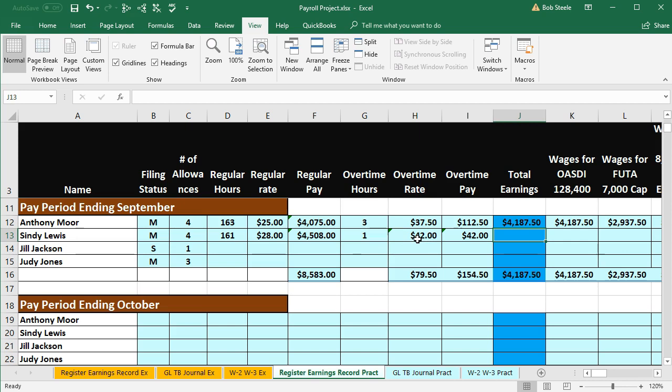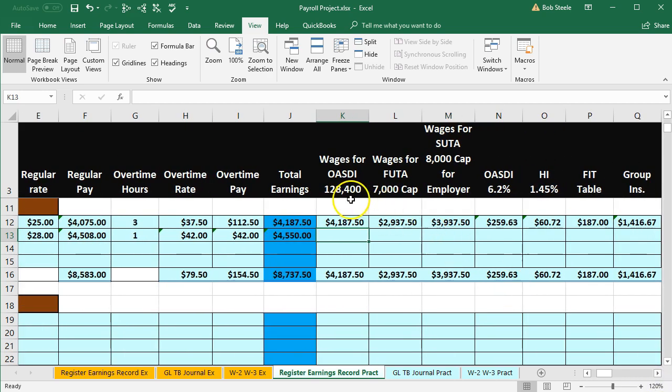Then we're going to add up for total earnings the regular pay and the overtime pay. So in J13 equals the regular pay in F13 plus the overtime pay in I13, tab. Then the OASDI wages, no one's going to have hit that one, or they're not going to have hit that 128,400. So it's just going to be the same, equals that same number.